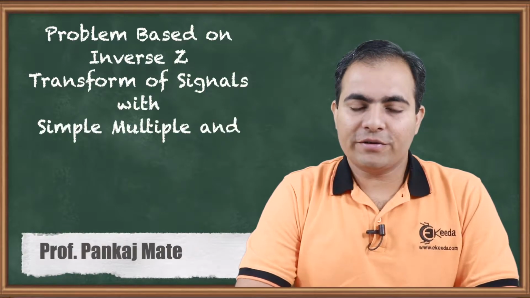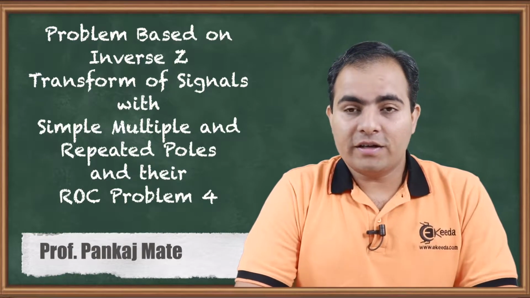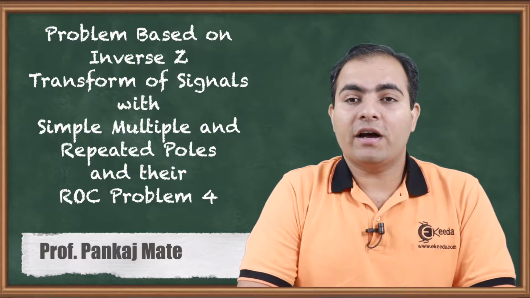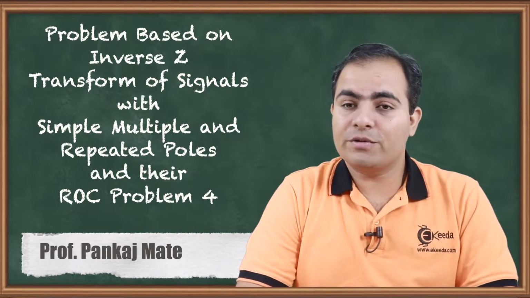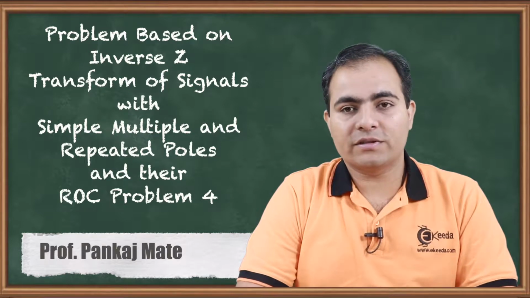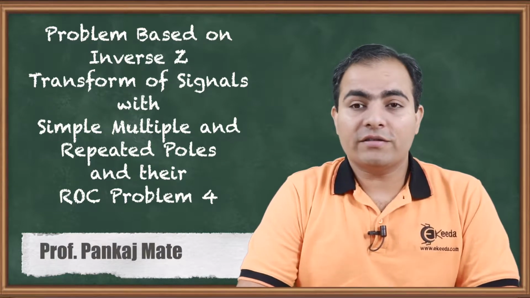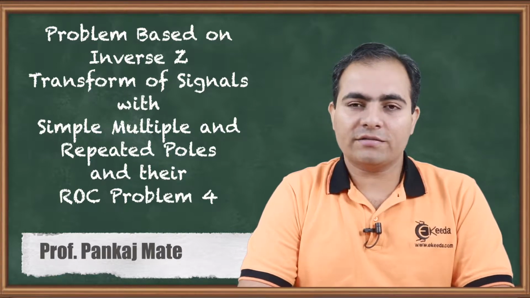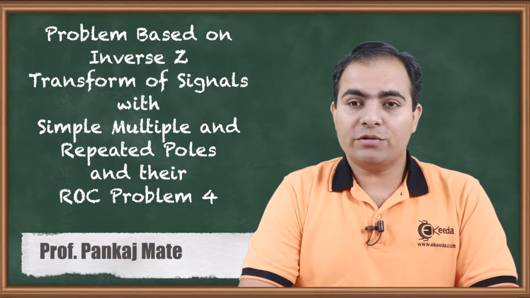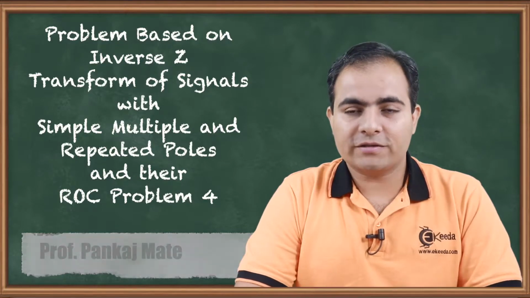Hello friends, and today we are going to study problem number 4. In this numerical we are going to study ROCs, or you can say that we are going to find out the inverse Z transform with the help of ROCs. First of all, there are three types of ROC. First one is causal, another one is anti-causal, and last one is two-sided. So let's go through numerical problem number 4 first.